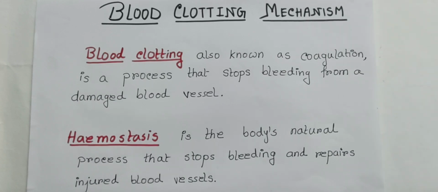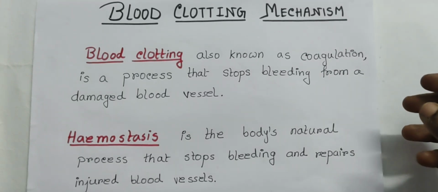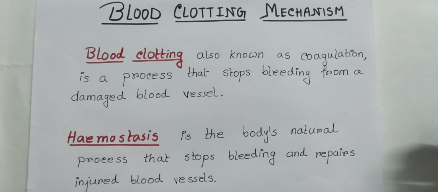Today I am going to explain the blood clotting mechanism. So what is blood clotting? Sometimes we may be injured on our skin, and at that time our blood vessels get damaged. There is an incision there.